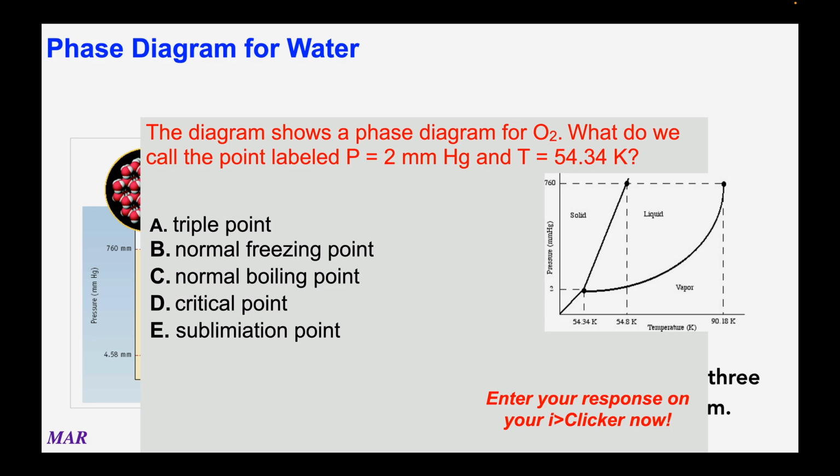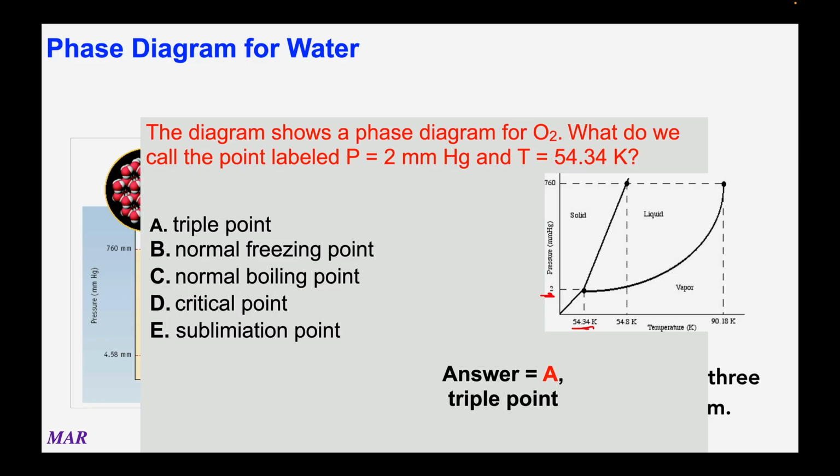and it says what is the point called where you're at a pressure of 2 millimeters of mercury and a temperature of 54.34 Kelvin. So to read this table, the pressures are on the y-axis. That number right there is the 2 millimeters of mercury. And here's the 54.34 Kelvin temperature. And if you go up, notice you're right at the intersection of the solid, liquid, gas lines. So that's called the triple point. Triple points are where you have all 3 phases at the same time. So that would be the triple point.